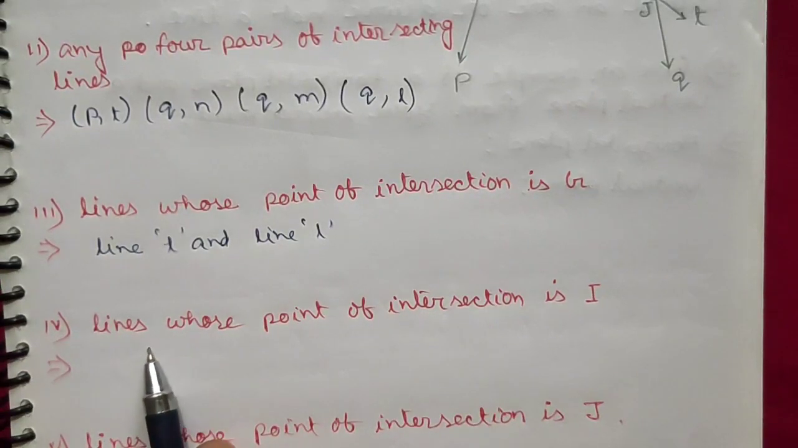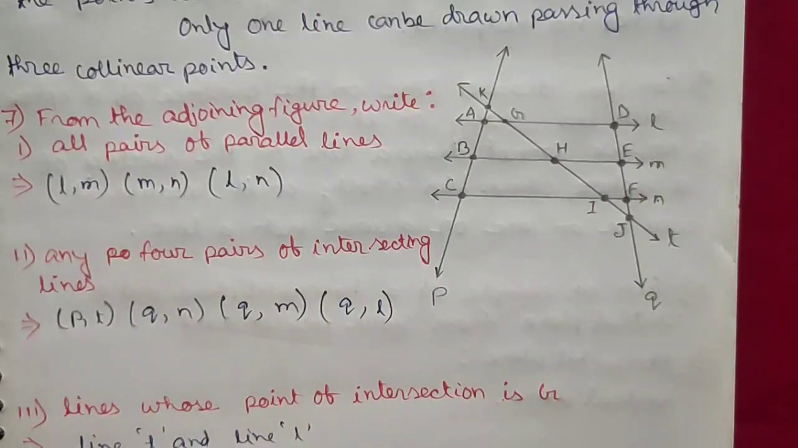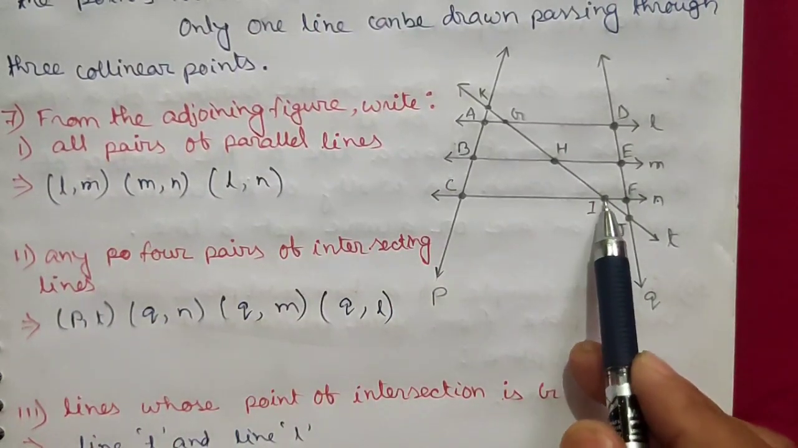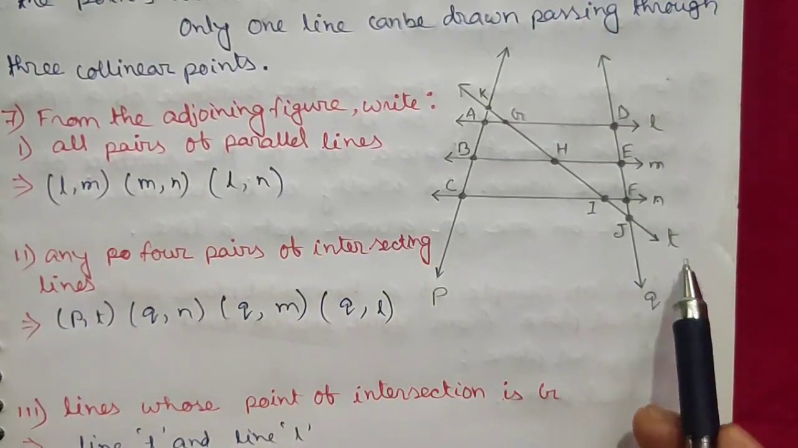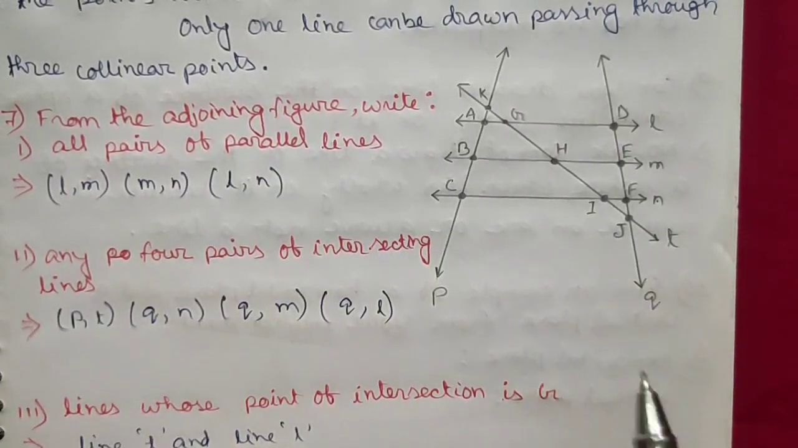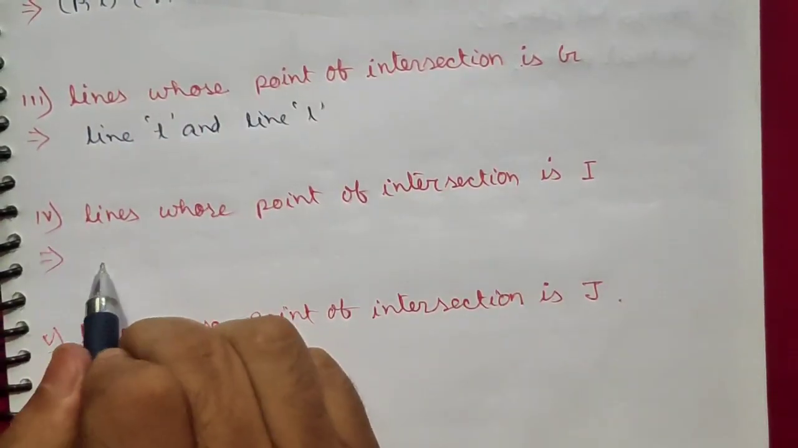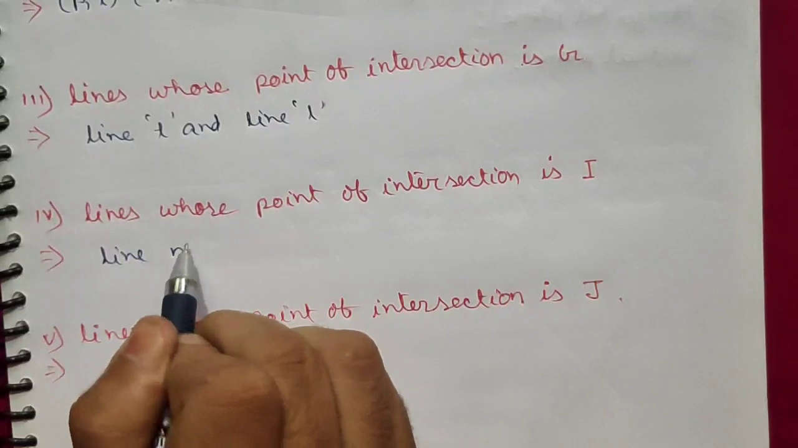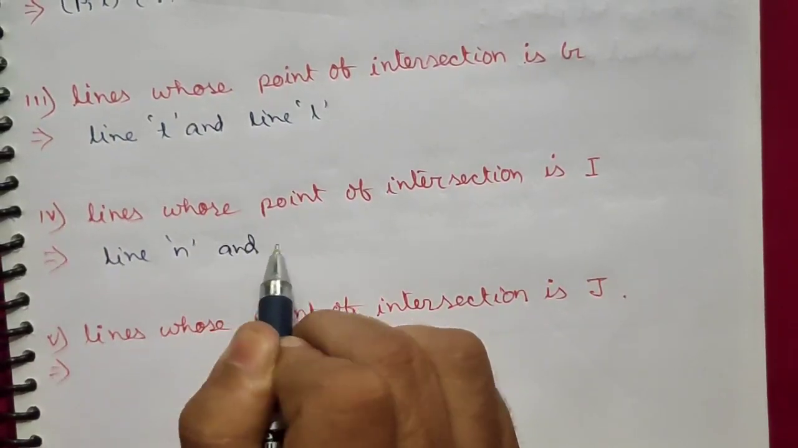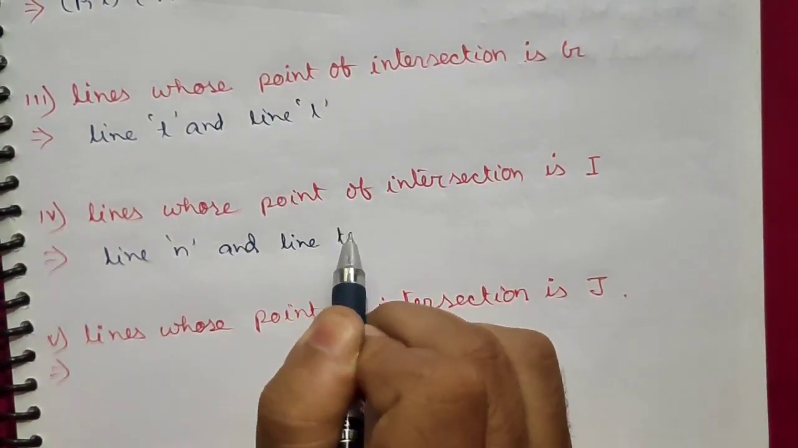Next one is lines whose point of intersection is I. Same as the previous one, we have to find the pairs of intersecting lines whose point of intersection is I. Look here, where is point I? Yes, there is point I. At this point, line N and line T intersect. So we will write line N and line T.